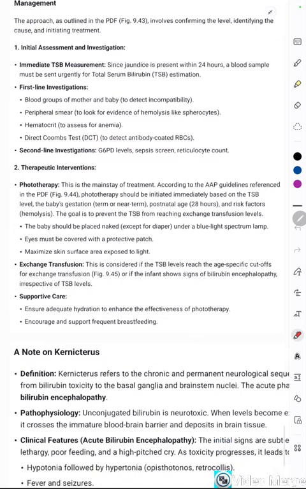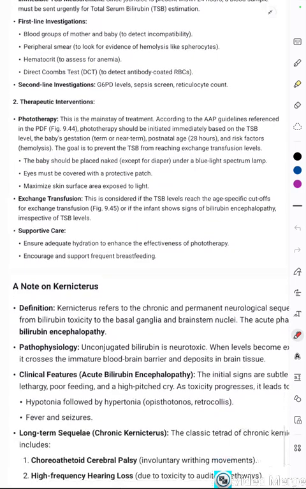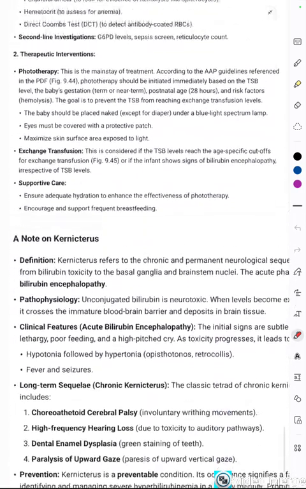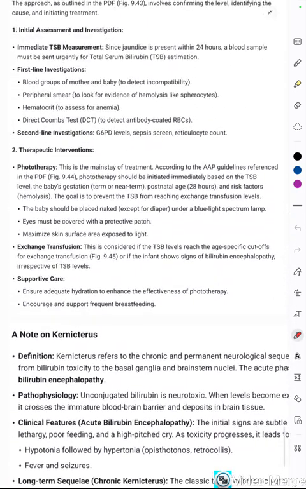Then the therapeutic interventions will be phototherapy. Phototherapy remains the mainstay of the treatment, and an exchange transfusion can also be done. Supportive care in the form of adequate hydration, and encourage and support breastfeeding. The therapeutic interventions have been covered in the previous video.